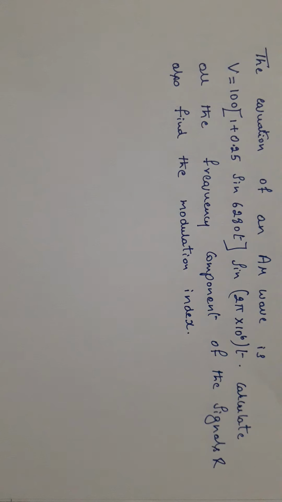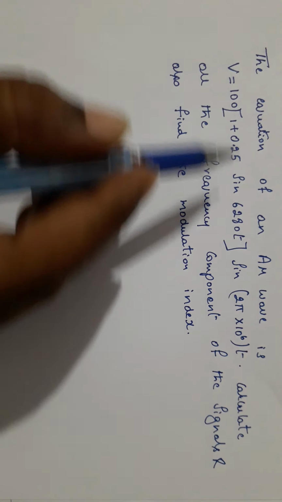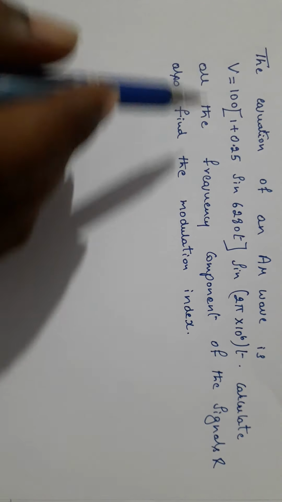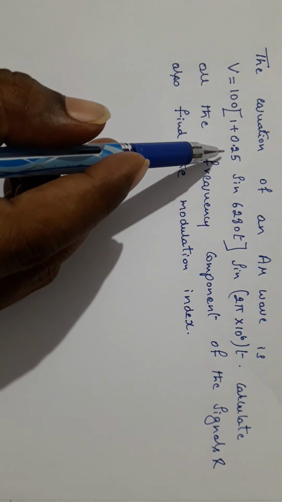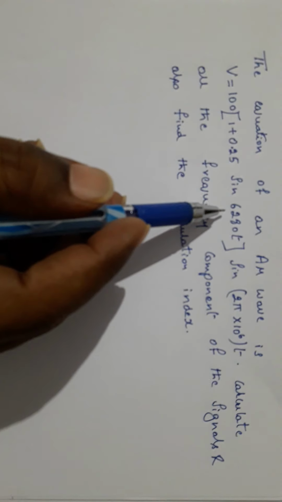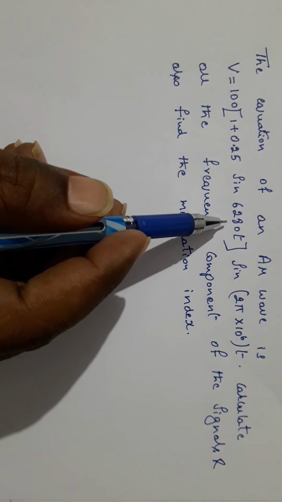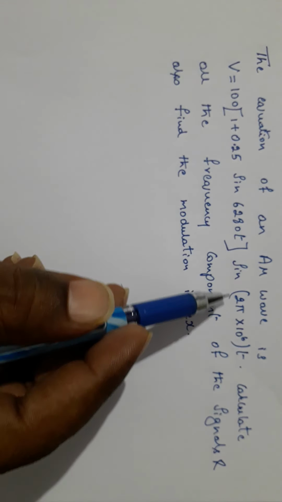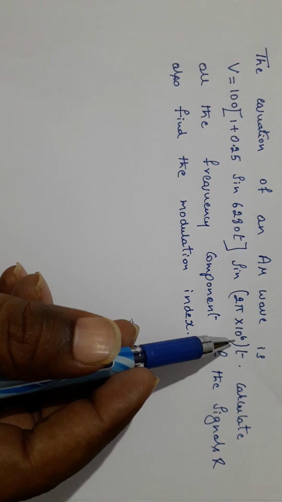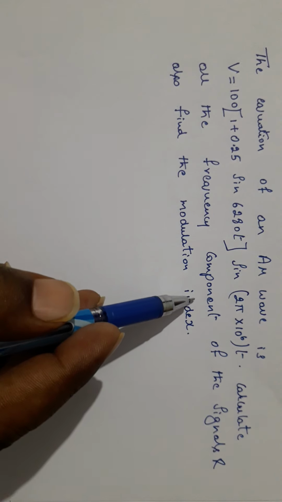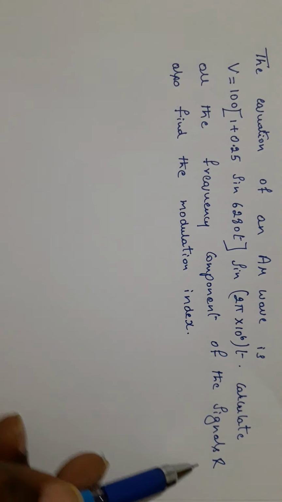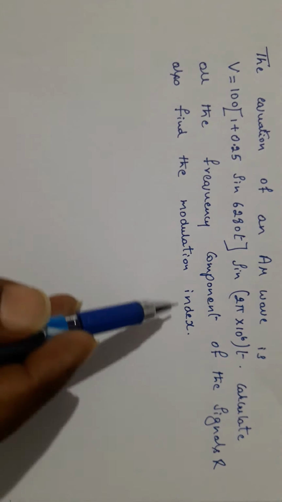In this video, I will continue the problems related to AM. The equation of AM is V equals 100 into 1 plus 0.25 sine 6280t into sine 2 pi into 10 raised to 6 into t. Calculate all the frequency components of the signal and also find the modulation index.